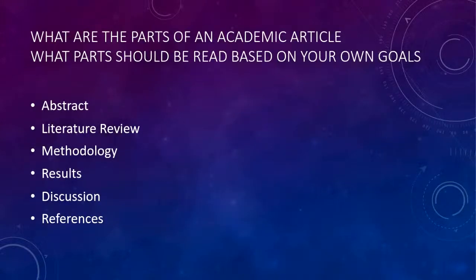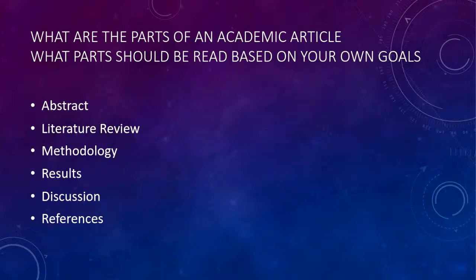So the first thing, obviously, is the parts of the academic article and what parts you should read based on your own goals. As you probably know, the parts of an academic article are typically the abstract, the literature review, the methodology, the results, the discussion or findings, and then the references. And these are the main parts of any academic article.